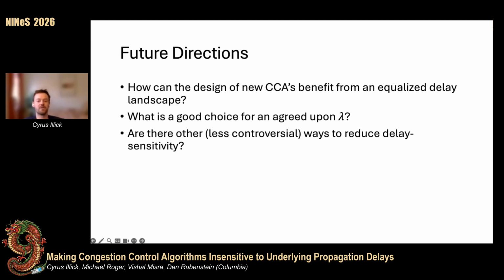In this work, we considered the use of artificial delay as a method to reduce the negative impact of propagation delay variation. But in future work, other, hopefully less controversial methods could focus on reducing delay sensitivity without introducing added artificial delay. Thank you.